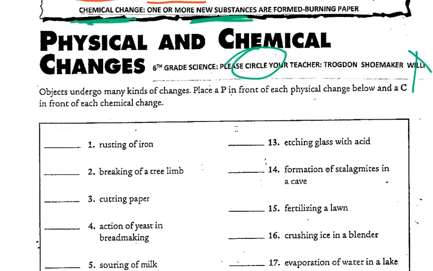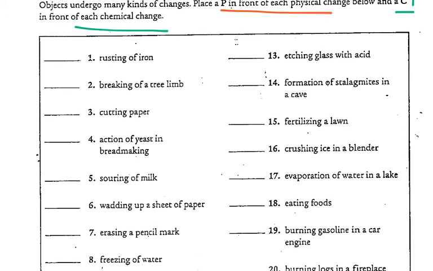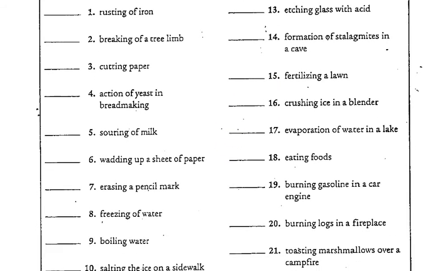So make sure that you have a P for physical and a C for chemical. Number 1 is rusting of iron. 2, breaking of a tree limb. 3, cutting paper. 4, action of yeast in bread making.